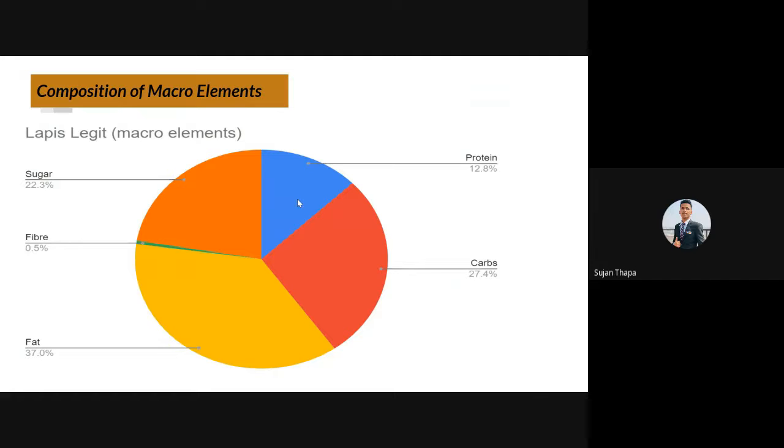Composition of macro elements, as you can see, 37.0% of fat is contained in lapis legit out of total macro elements, and a smaller amount, 0.5% of fiber, is available in lapis legit out of the total macro elements. Next slide, please, Abhishek.